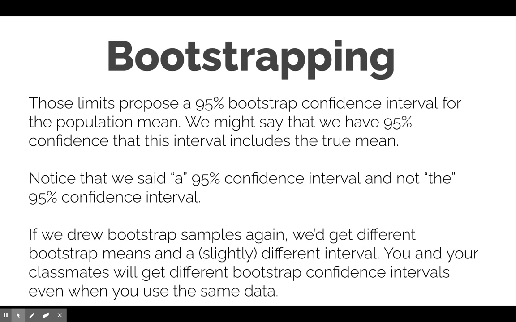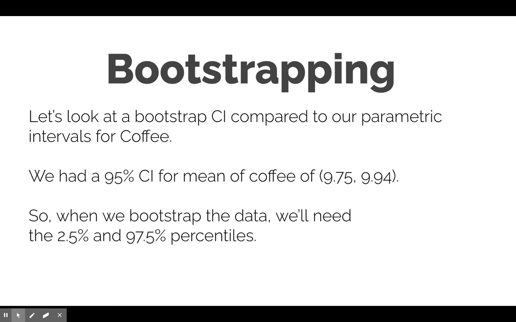So for bootstrapping, the limits propose a 95% bootstrap confidence interval for the population mean. We might say that we have 95% confidence that this interval includes the true mean. Notice that we said a 95% confidence interval and not the 95% confidence interval. If we drew bootstrap samples again, we'd get different bootstrap means and a slightly different interval. You and your classmates would get different bootstrap confidence intervals even if you use the same data, because the computer is just generating it.